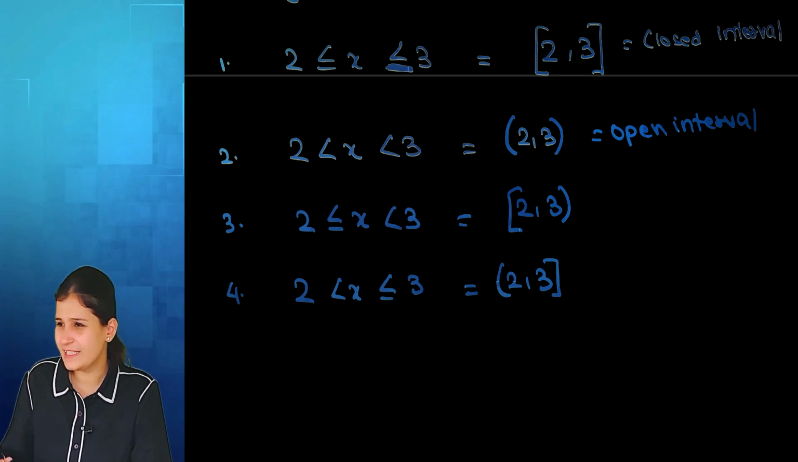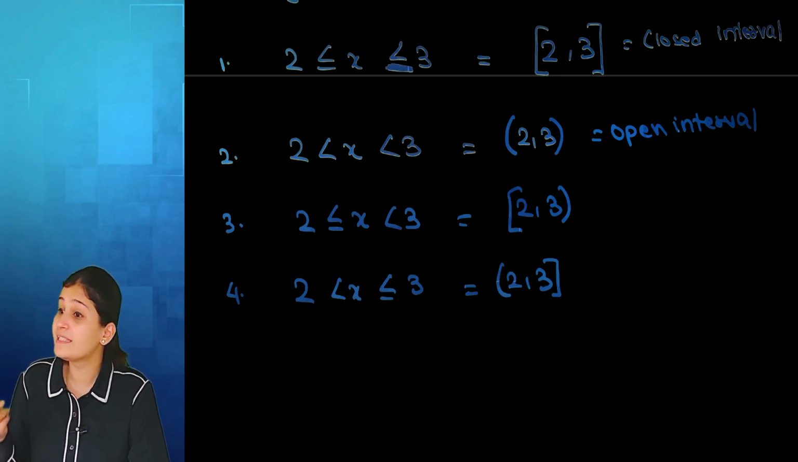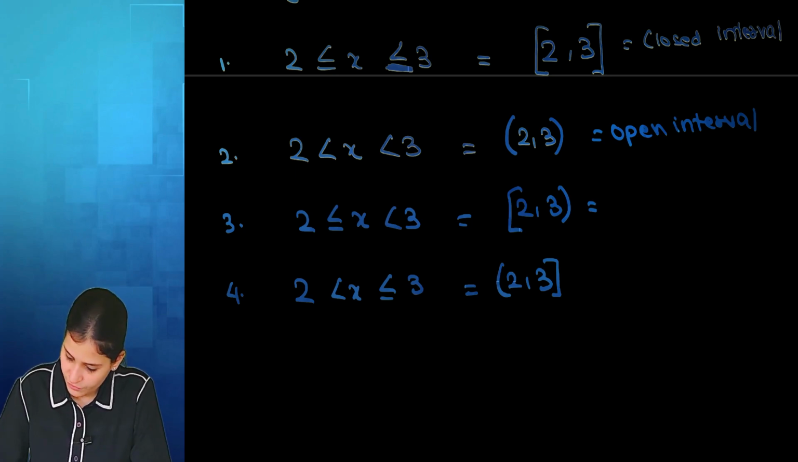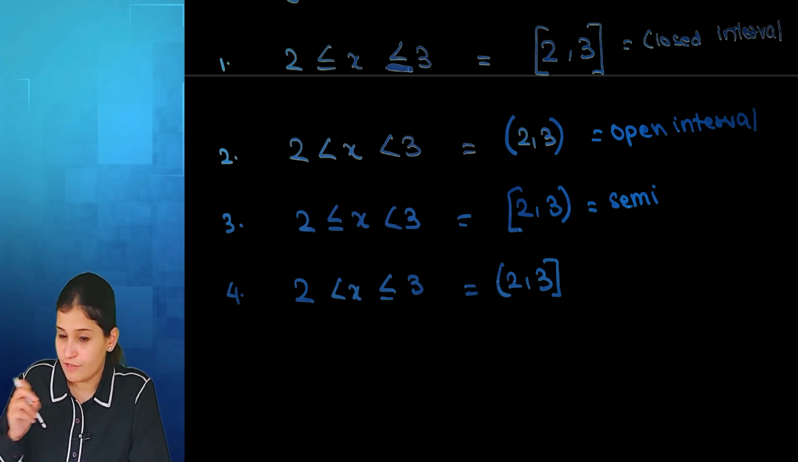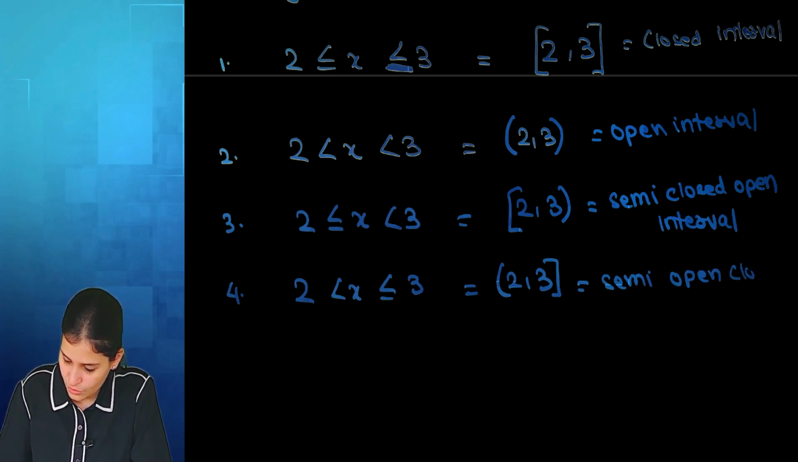We don't really need the names. I'm only writing closed interval, open interval because in some of the questions you see this word, so I don't want you to get confused. For the sake of it: half-open, half-closed. The first bracket is square, that is a closed bracket. Semi-closed, open interval. This will be a semi-open, closed interval. The last two names are not important.